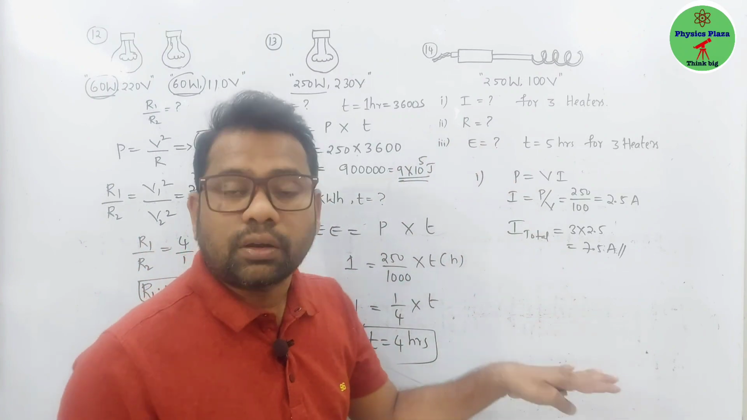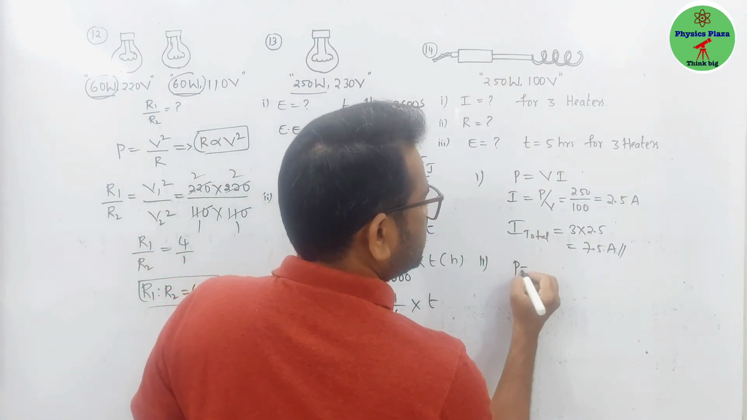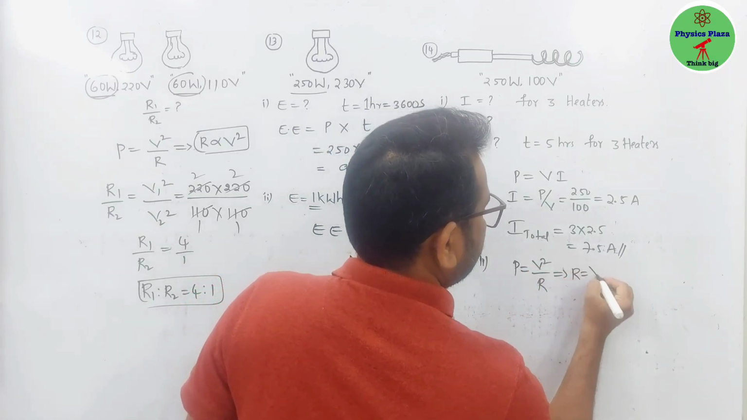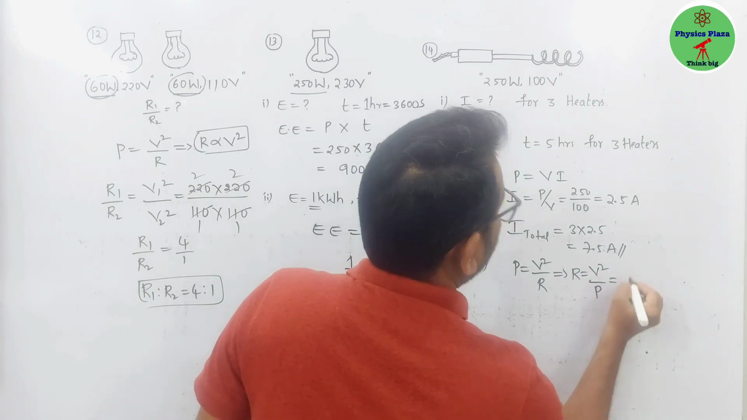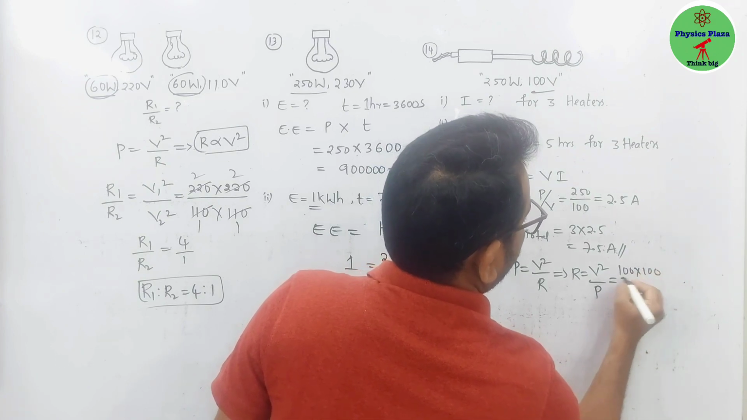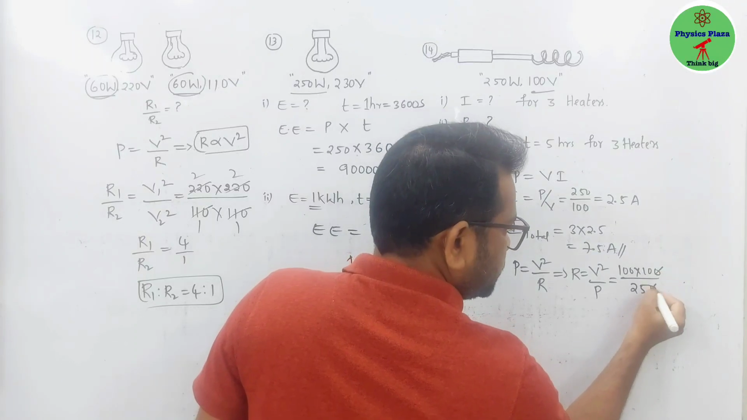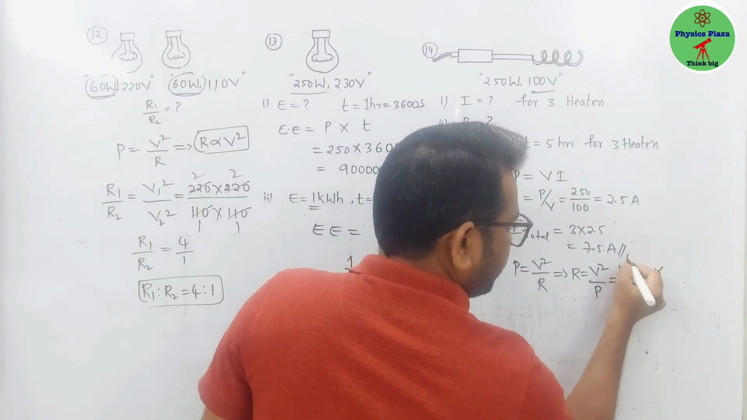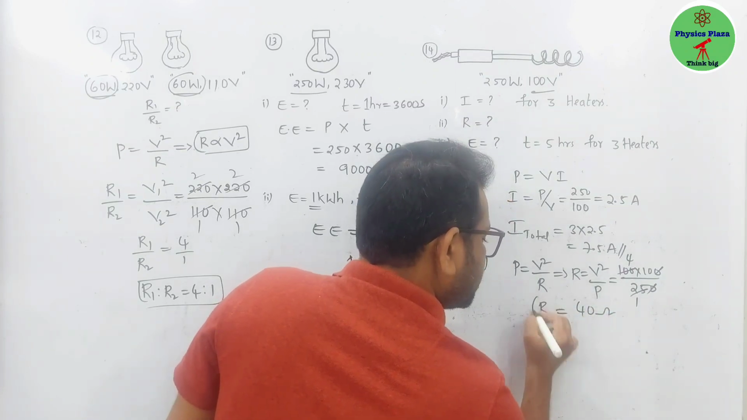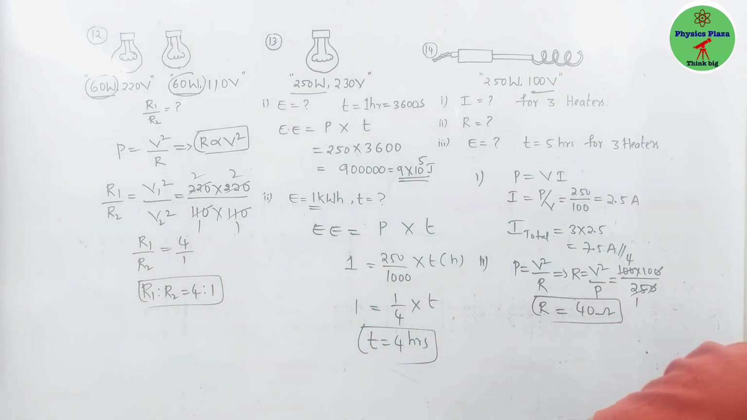Now what is the resistance of each heater? We know that P is equal to V square by R, children. From this, R is equal to V square by P. V is how much? 100. So that is 100 into 100 by 250. The 0, 0 cancel. 25 ones are 25, 25 fours are 100. 4 into 10 is how much? 40 ohm. Children, the resistance of each heater is 40 ohm.